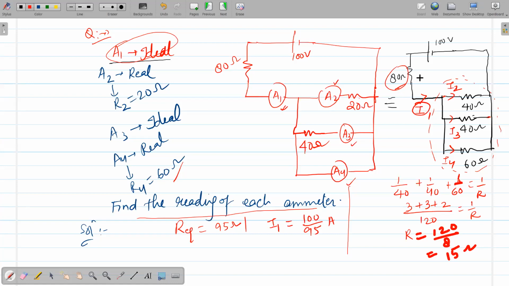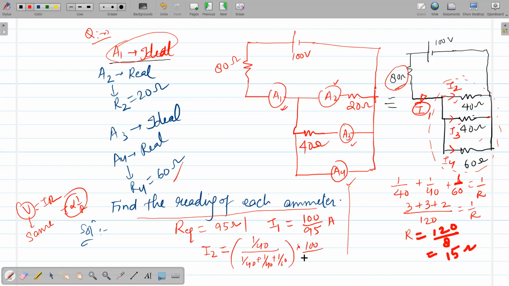Okay. Now this current will be further divided in the parallel combination. And you know how to divide current in a parallel combination? I2 will be, because you know that current is inversely proportional to R. When you write V equals IR, and in parallel combination you have V the same, so current is inversely proportional to R. So I can write I2 directly as 1 by 40 divided by 1 by 40 plus 1 by 40 plus 1 by 60, multiplied by the total current, that is 100 by 95.